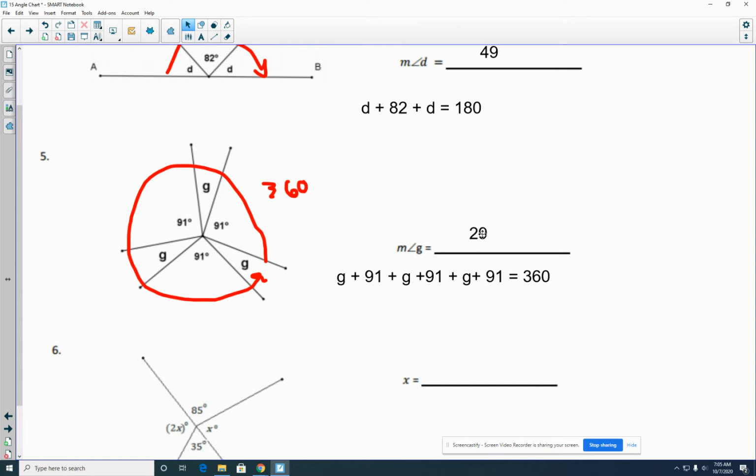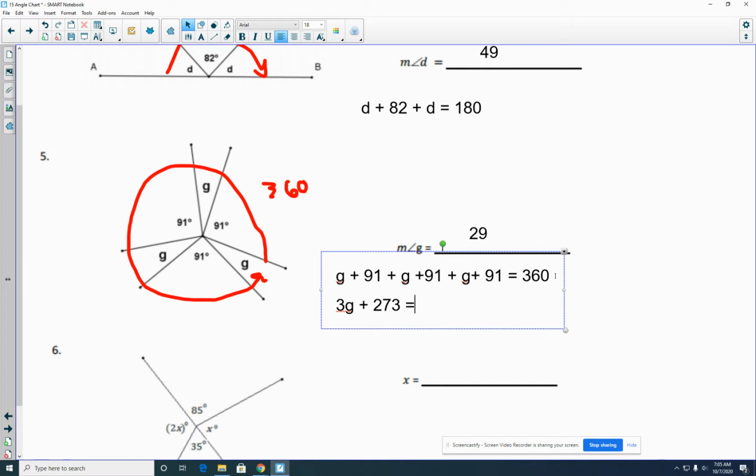Just to give you a little more, when you combine like terms for this one, you get 3G plus 273 equals 360. And then you subtract 273 from both sides, you get 3G equals 87, then divide by 3 to get your 29.